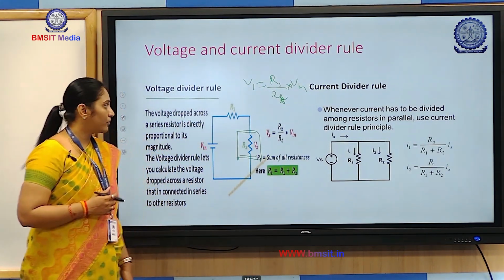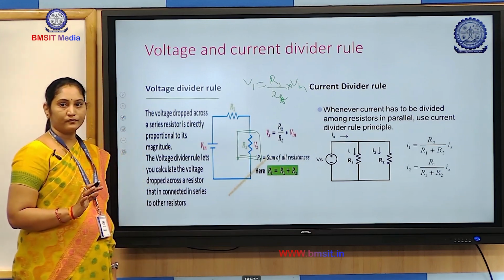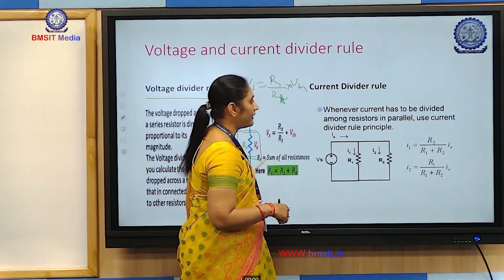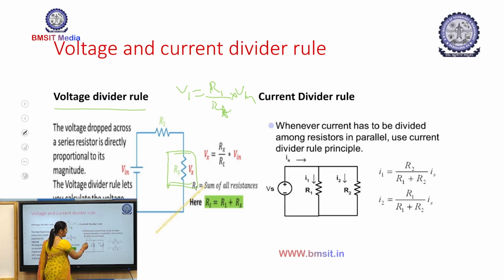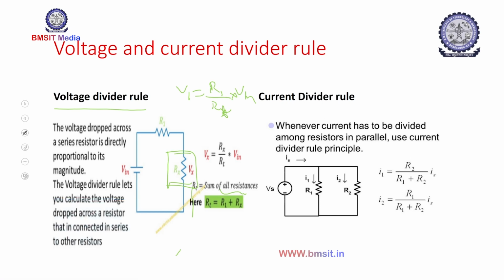Then comes the current divider rule. Whenever the current has to divide among resistors which are connected in parallel, we use this rule. Suppose I want to calculate I1, the current flowing through the resistor R1, given that Is is the current flowing into the network from the source Vs. Then I1 will be equal to R2 divided by R1 plus R2 into Is. Similarly, we can also calculate the current flowing into R2, which is the other branch. Then I2 will be equal to R1 divided by R1 plus R2 into Is. So this is the current divider rule.